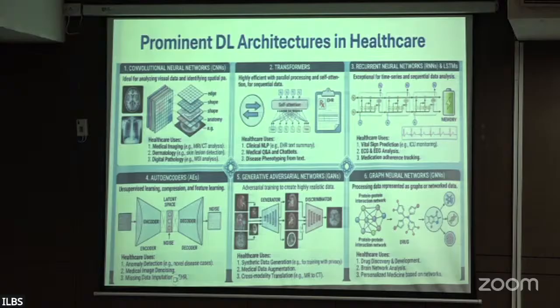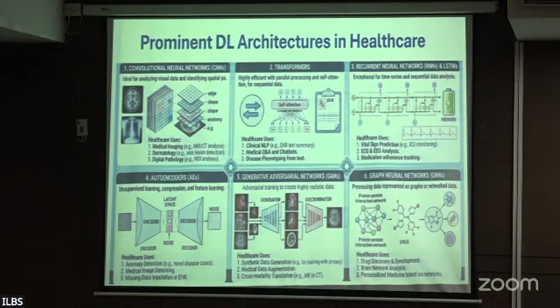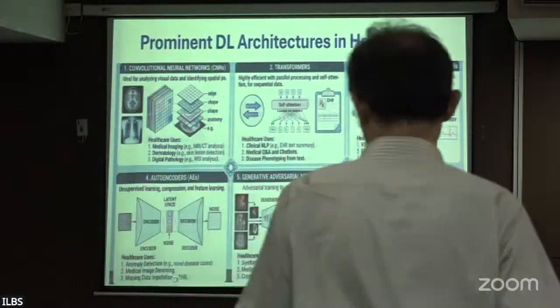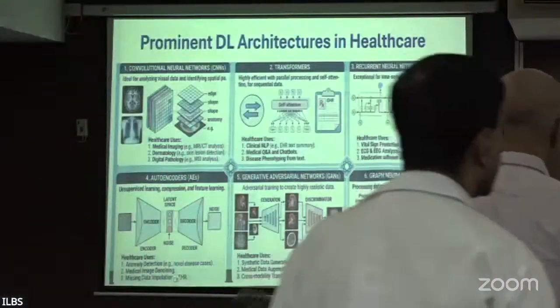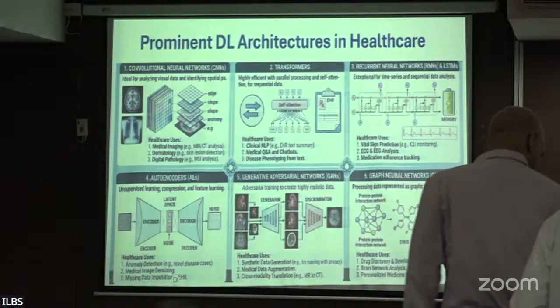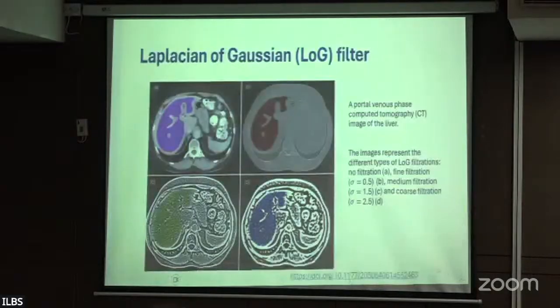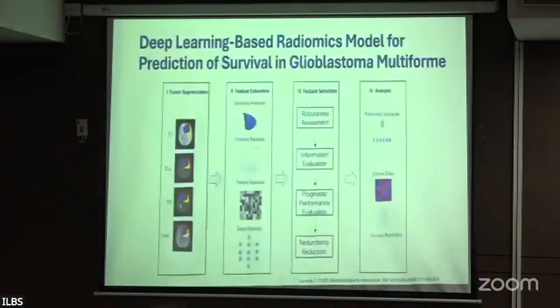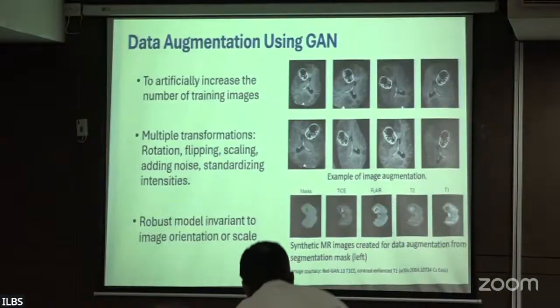And the others are kind of supportive deep learning network for data augmentation, means generating new data sets, or feature extraction by autoencoder. And there are graph neural network also, that is mainly for drug discovery, personalized medicine, for the pharmaceuticals. So with this information, now I will come to the recurrent neural network and the data augmentation.